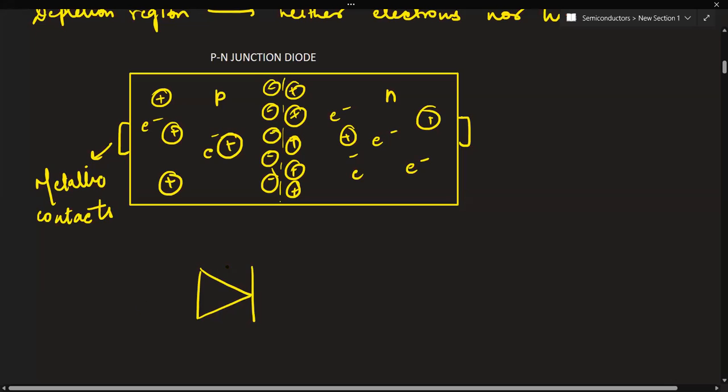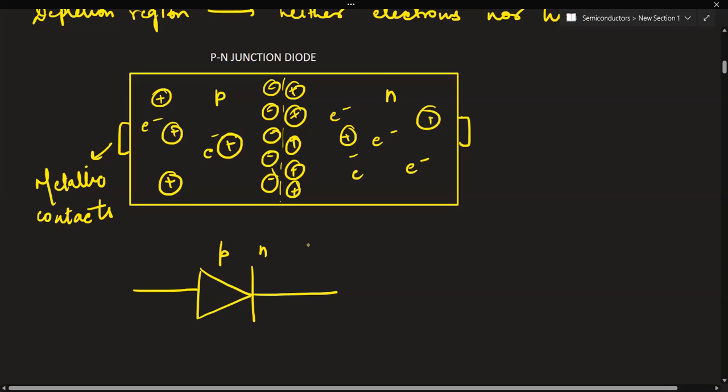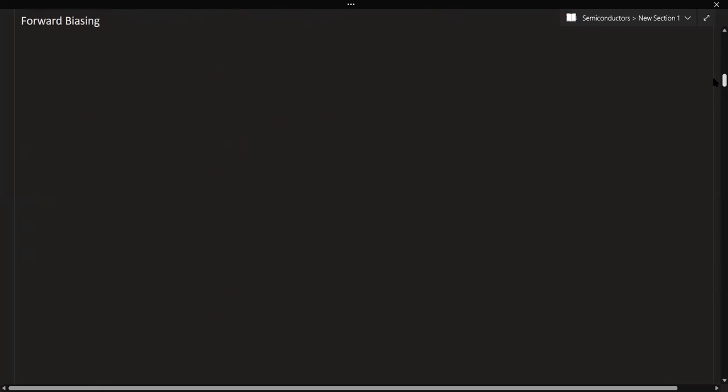See, in this manner. This is the P type, this is the N type, and the metallic contacts mean the wires. These are represented through this. So this is the basic representation of P and N type. Now see, P and N type have two types of biasing. One is the way we have the working of a junction diode when it is forward biased, and the other one is when we have the junction in reverse bias.